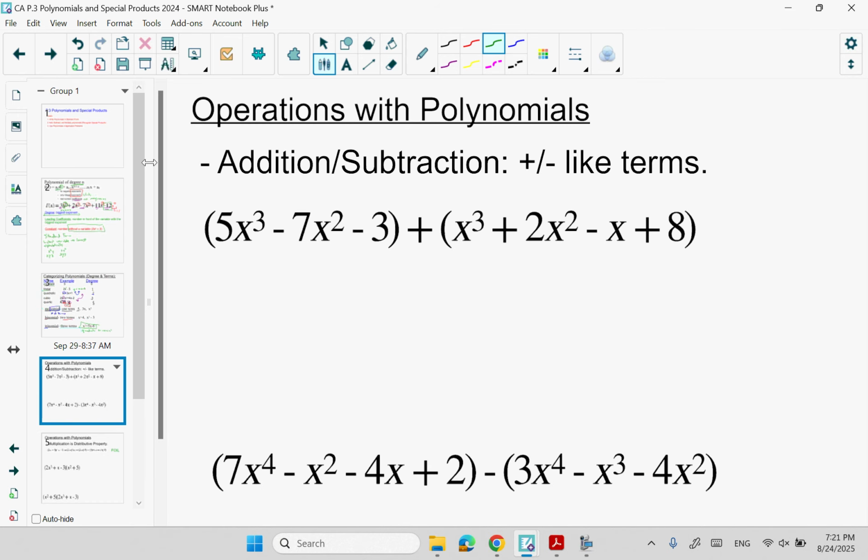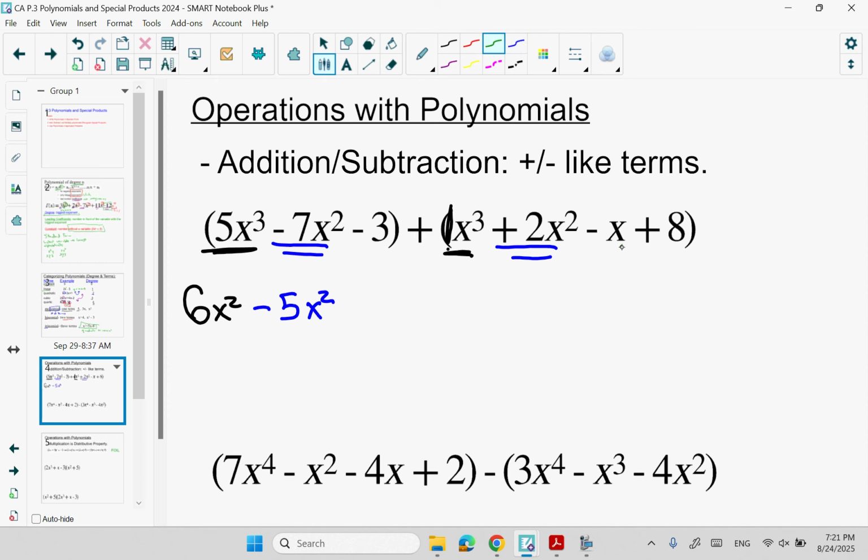So operations with polynomials, addition and subtraction function very similarly. We just combine like terms, and by like terms, we want same variable expressions. So here I have 5x cubed and regular x cubed. No number is written there, so it's implied to be a 1. So I get 5x cubed plus 1x cubed for 6x cubed. Move on to the next one. Negative 7x squared plus 2x squared would give me negative 5x squared.